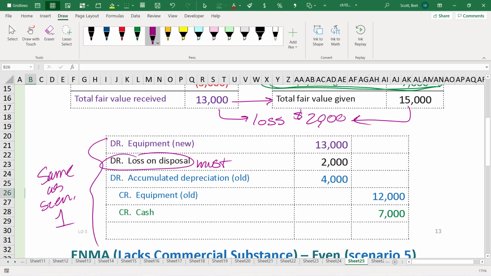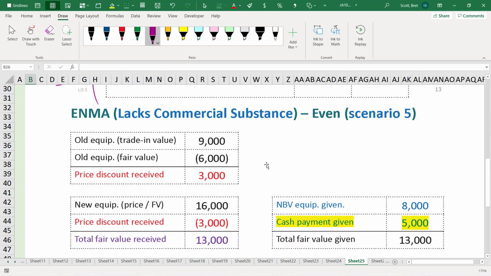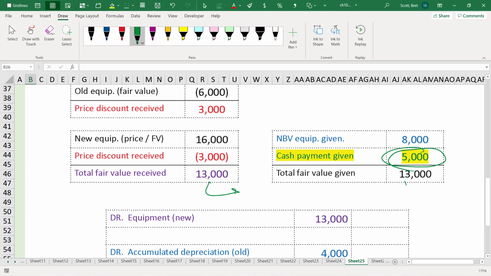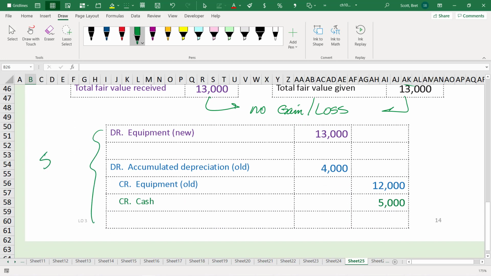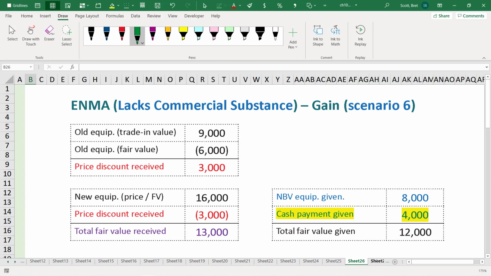We must. In scenario 5, I can compare that to scenario number 2, where I have $5,000 of cash that I'm giving up, in which case there is no gain or loss. In this case, we're breaking even. The transaction is the same as scenario 2. No difference there. It was a fair transaction with my brother. In scenario number 6, this is the tricky one.